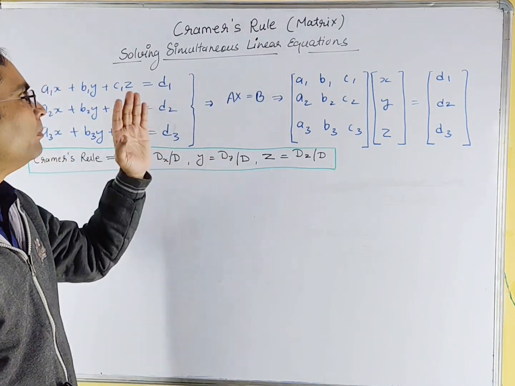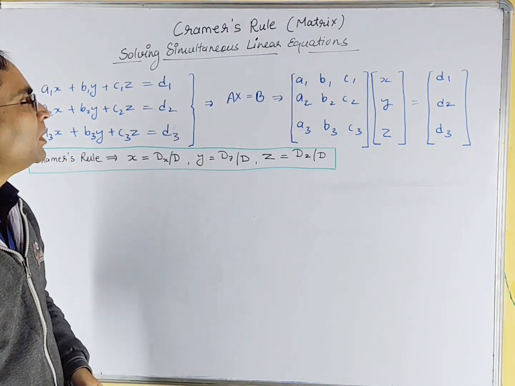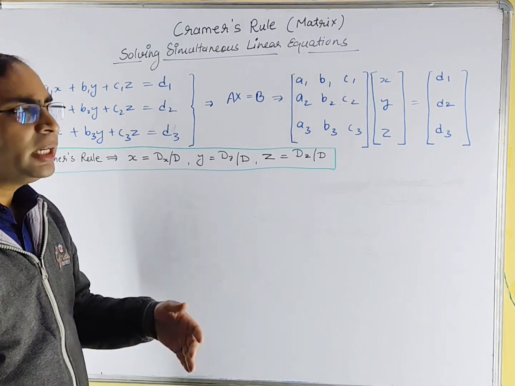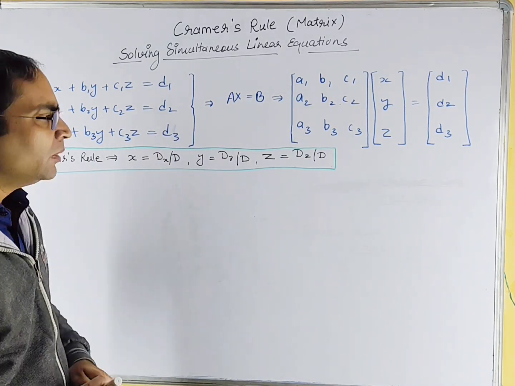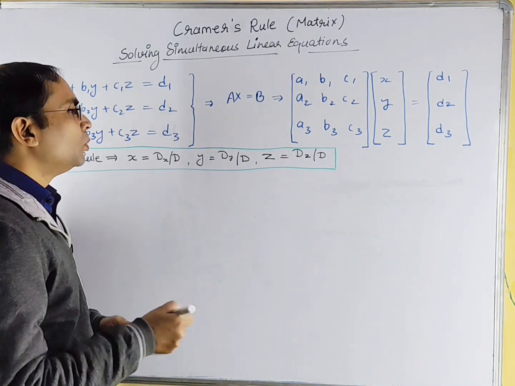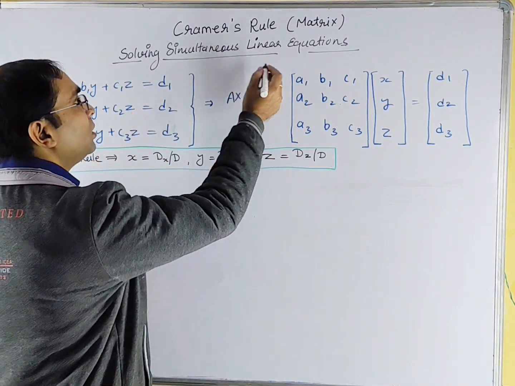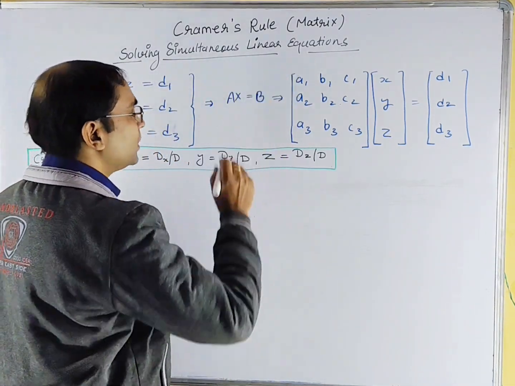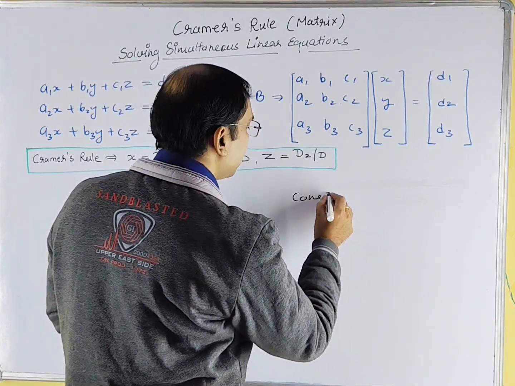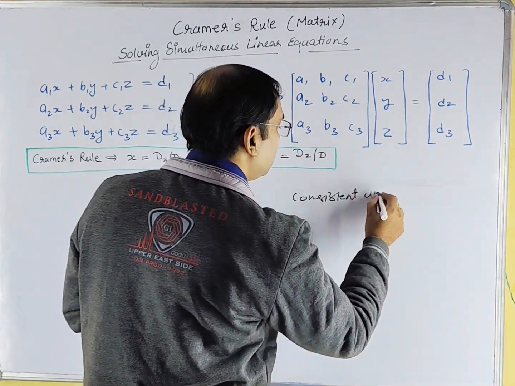So before we get into the method and formula of Cramer's rule, let us understand the limitations of it. The first limitation is that Cramer's rule can only be used to solve a simultaneous linear equation system which is consistent and having a unique solution.